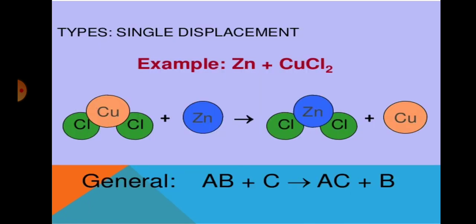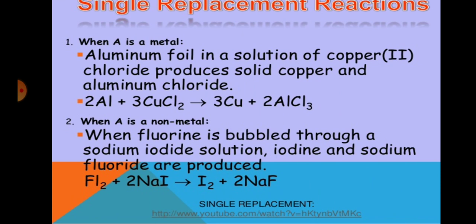So here's the example. When A is a metal, aluminum foil in a solution of copper chloride produces solid copper and aluminum chloride. When A is a non-metal, and fluorine is bubbled through a sodium iodide solution, iodine and sodium fluoride are produced.